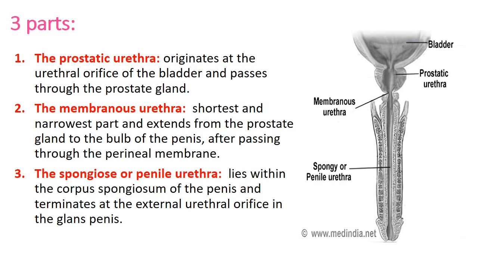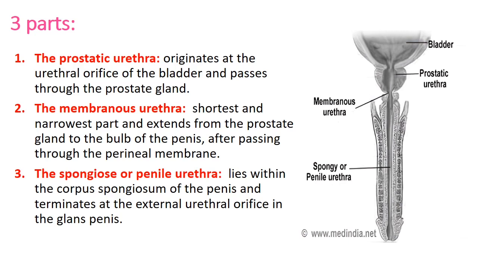We'll see in detail the prostatic urethra. It originates at the urethral orifice of the bladder. It starts from the bladder and passes through the prostate gland. In the prostatic urethra, we have the prostate gland.